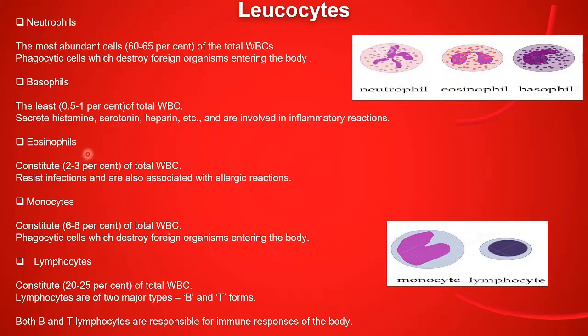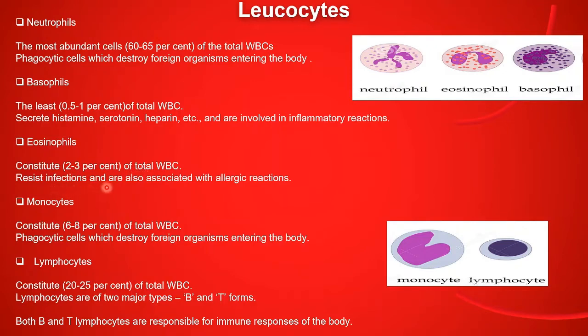Third is the eosinophil or acidophil. They are acid loving, meaning they will appear red in color after staining. So the cell will take up red stain. Now what is their percentage? They are 2 to 3% of total WBC.